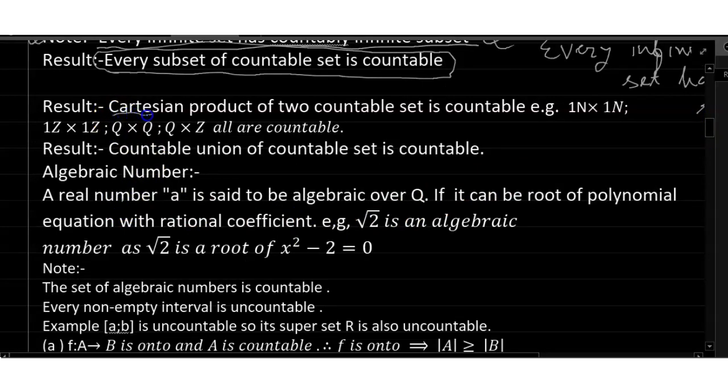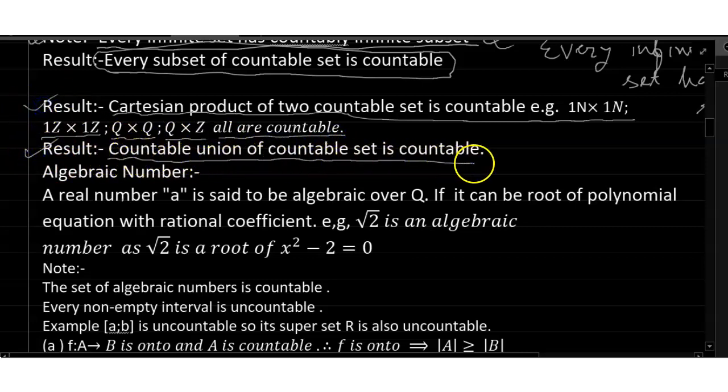So next we go to the result. The Cartesian product of two countable sets is countable. Example: N cross N, N cross Z, Q cross Q, Q cross Z, all are countable. And result: a countable union of countable sets is countable.